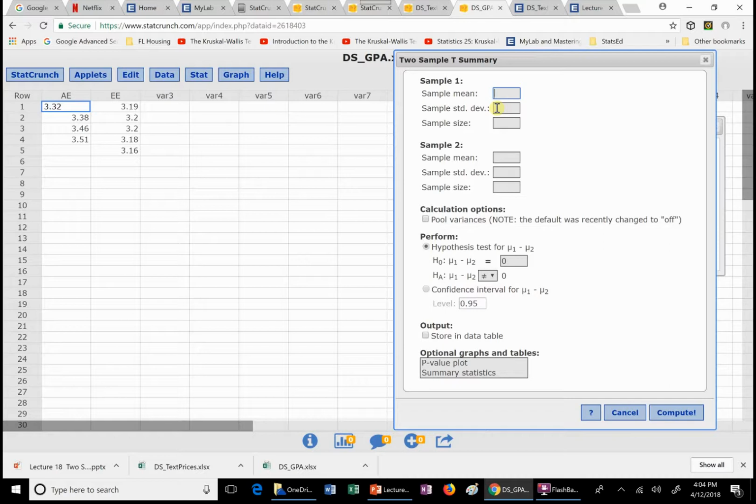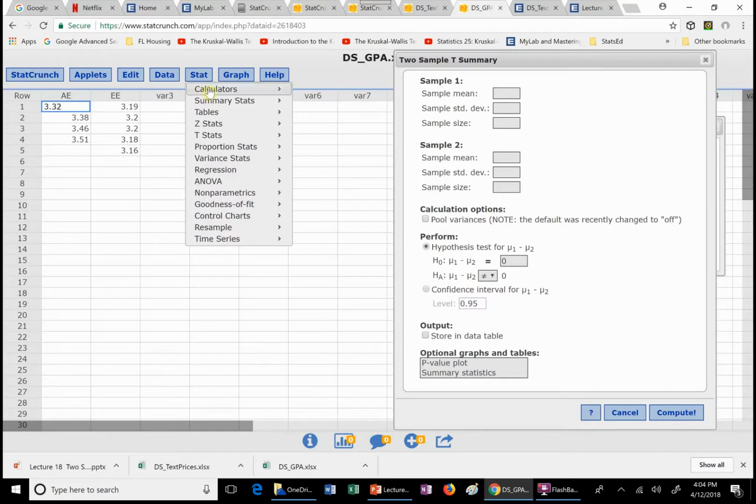So a summary statistic is something that captures the main features. A sample mean captures where the center is. A sample standard deviation captures the width. It summarizes the data set. So here's what we have to do. We need the sample mean, the sample standard deviation, and the sample size. So guess what? We just get that from StatCrunch.